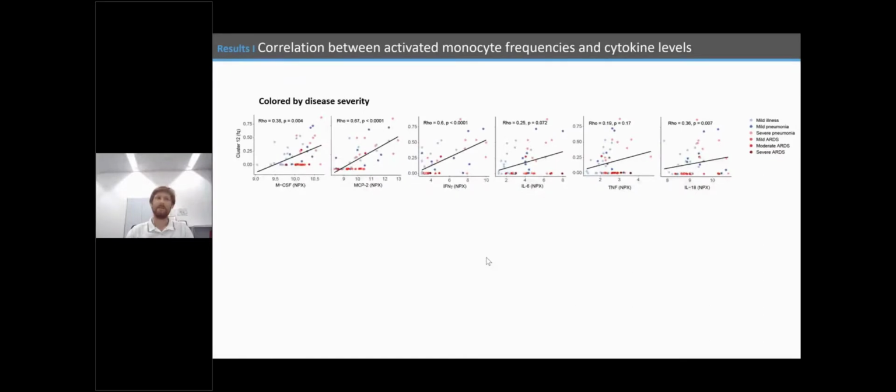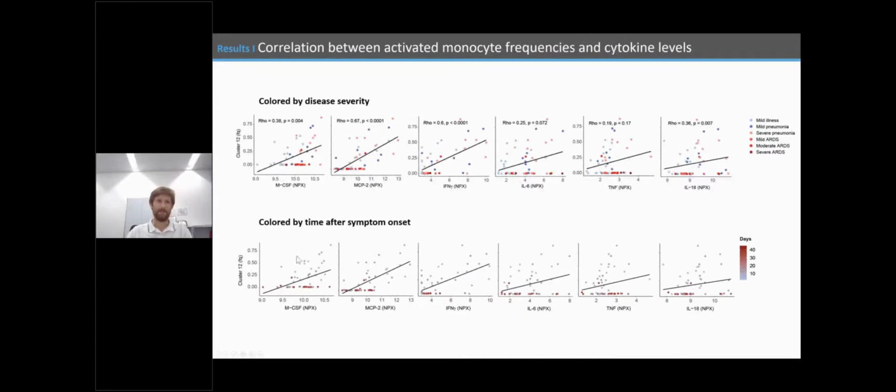We then more systematically analyzed the relationship between the monocyte clusters and the chemokines and cytokines. Therefore, we performed a correlation analysis between, in this case, the M12 activated monocyte cluster and the cytokine levels. And here we saw a strong relationship between this cluster and MCSF, MCP2, and also interferon gamma. And we saw some trends also for other cytokines.